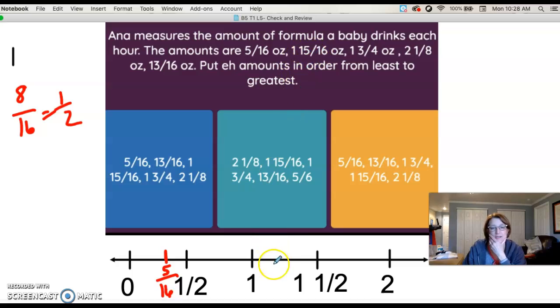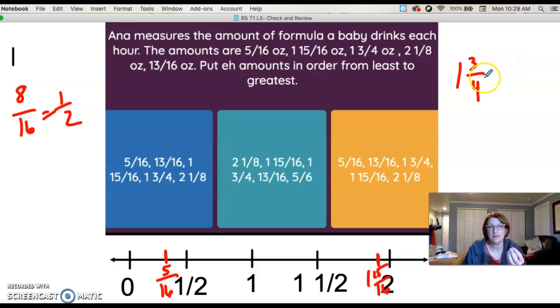1 5/16 is going to come somewhere between 1 and 2. If 8/16 is half, 15/16 is more than that. 15/16 is just one little 16th piece away from 2. So this would be 1 15/16. 1 3/4. All right. So 1 3/4 is 1/4 away from having 2.